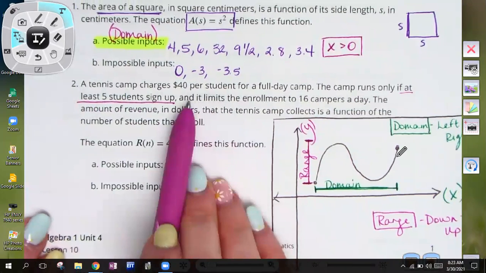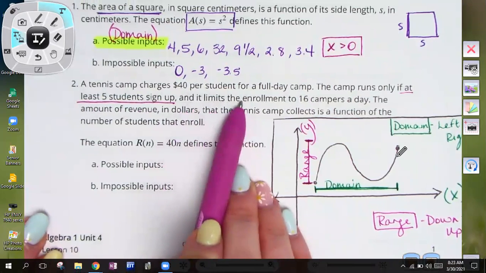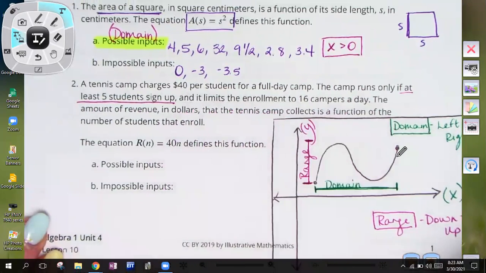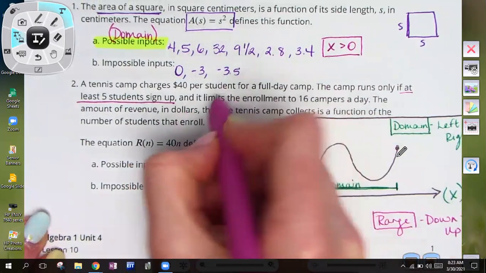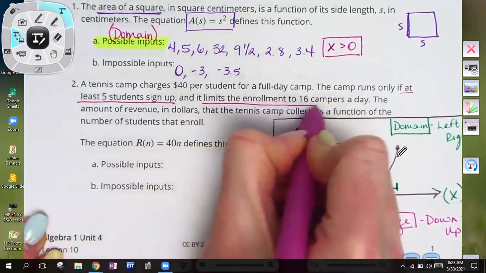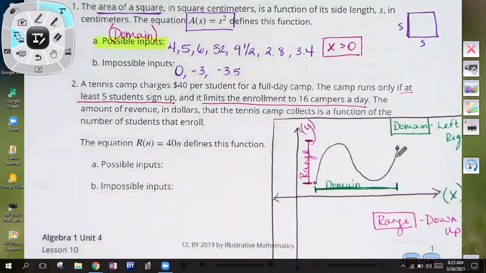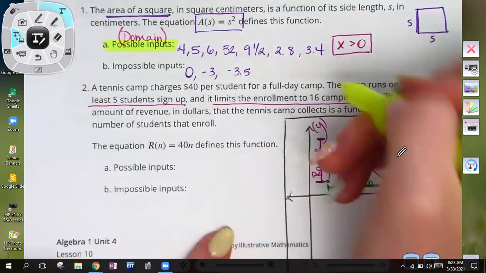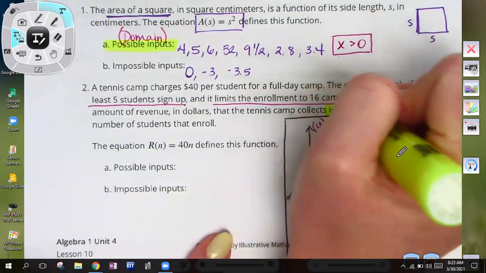It limits enrollment to 16 campers a day. So I have to take 5, but I cannot take more than 16. Underline limits the enrollment to 16 campers a day. Now the amount of revenue in dollars that the tennis camp collects is a function of the number of students. There's that little phrase, is a function of.